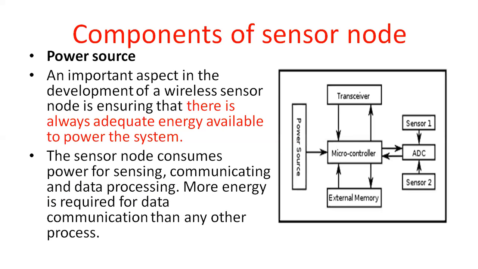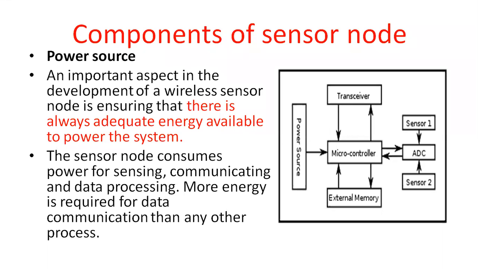The power source: there is always adequate energy available to the power source system. The sensor node consumes power for different purposes. It will consume power for sensing, communicating, and data processing. More energy is required for data communication than any other process.